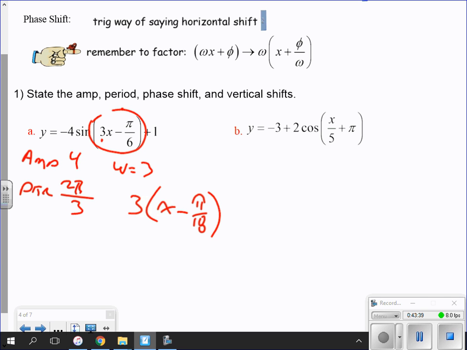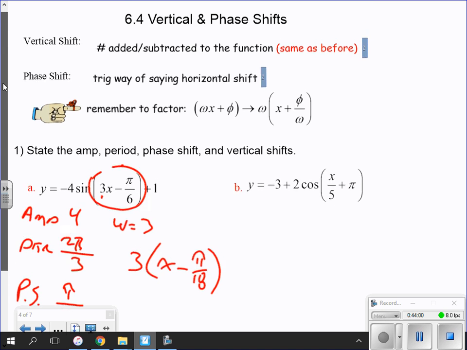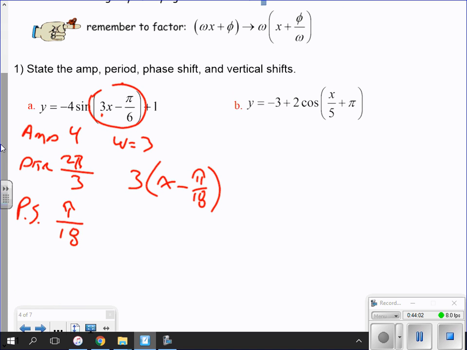So you're pulling that out. Okay, does that make sense? So what is our phase shift on this? Our phase shift is pi over 18. No, because it's minus. Isn't it minus? Yeah, it's minus. It has plus there, but it's actually minus whatever it is.